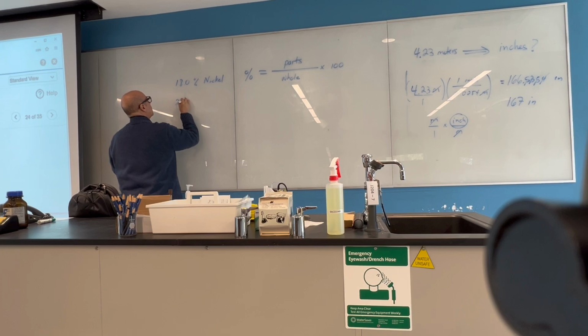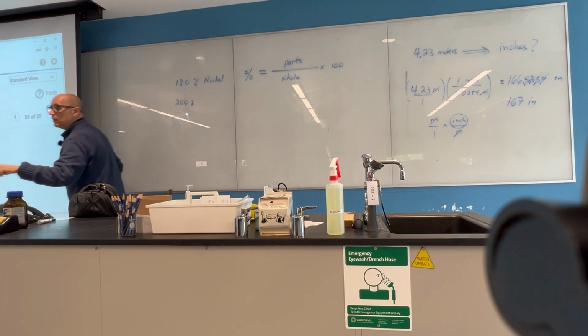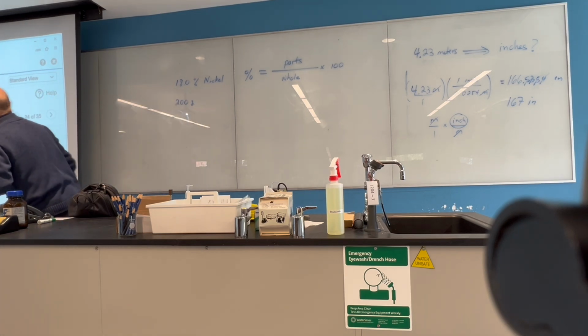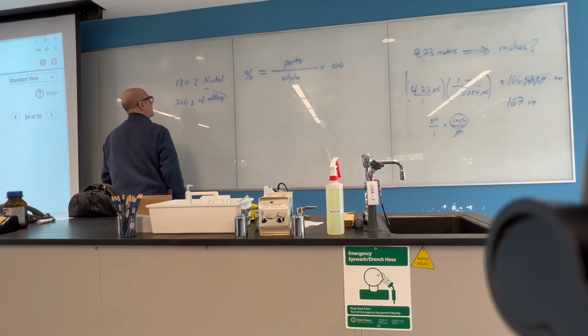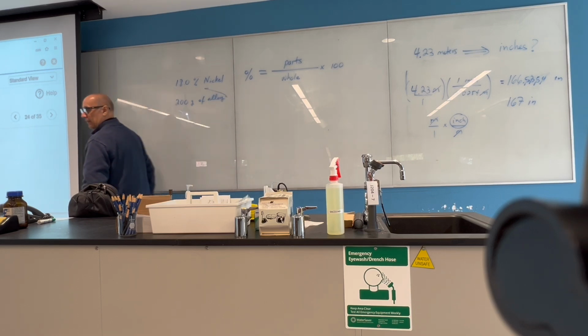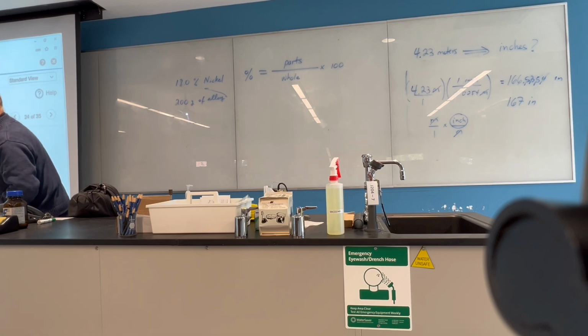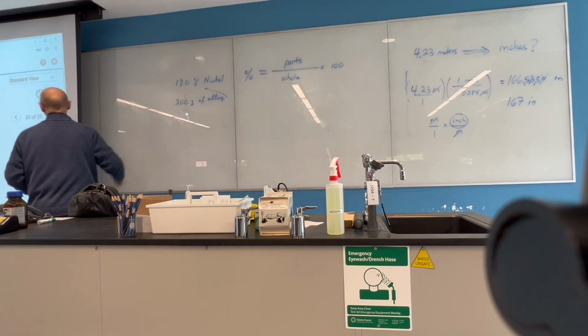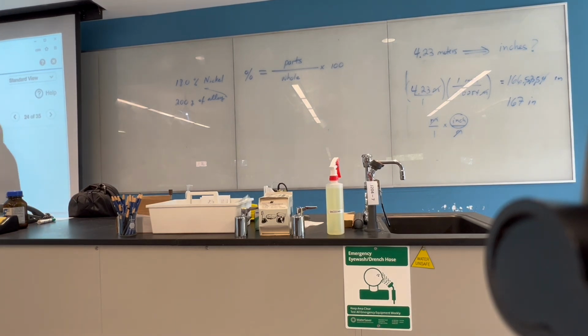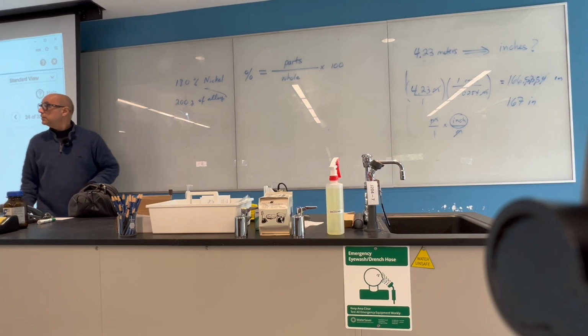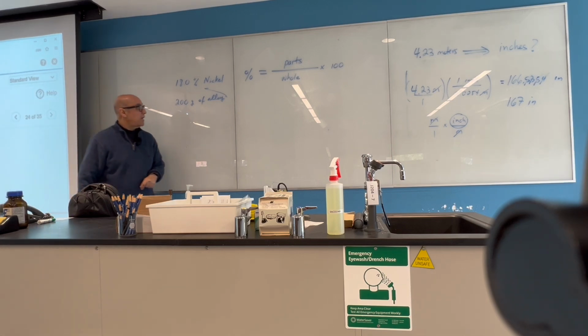We know that we have 200 grams, with a decimal place at the end, of an alloy that contains that percentage of nickel. Now that alloy is called stainless steel. It really doesn't matter, but stainless steel is 18% nickel. If you have 200 grams of stainless steel, how much nickel is in that sample? 36. Say that again? 36 may be the answer, right?